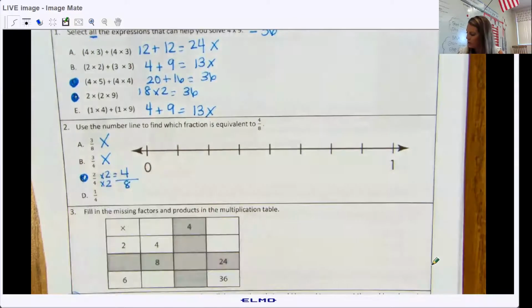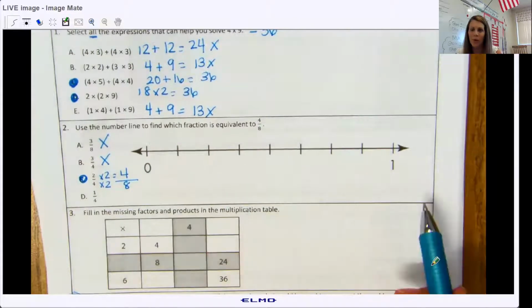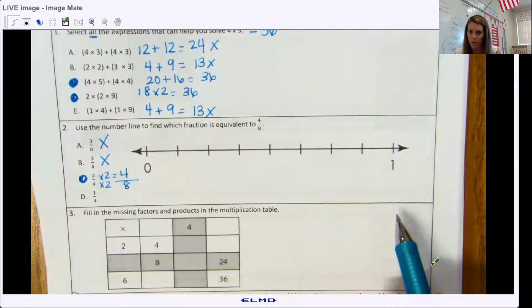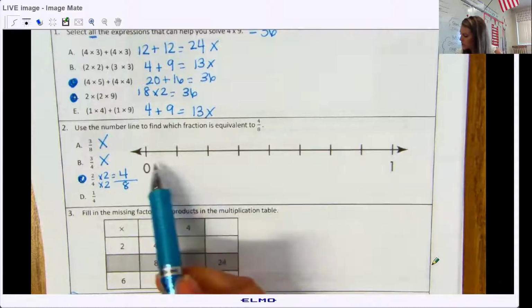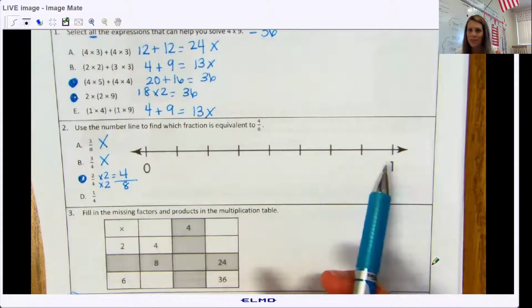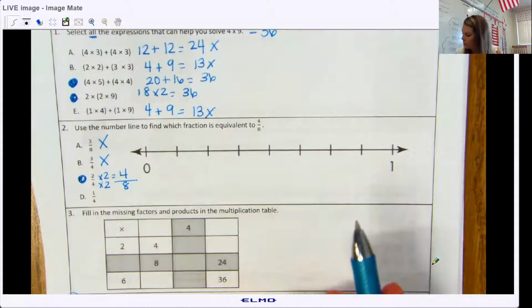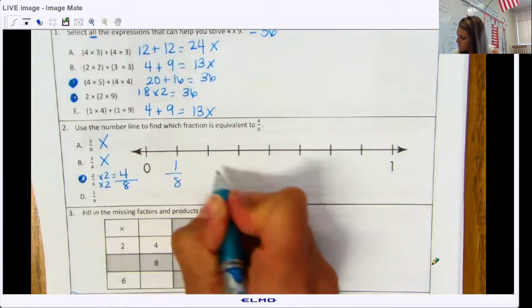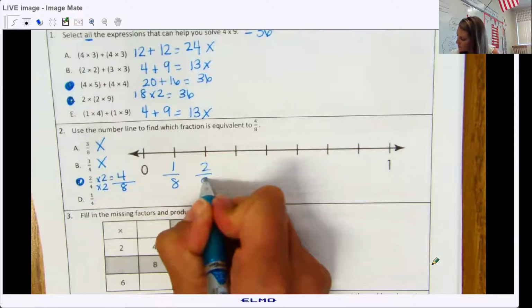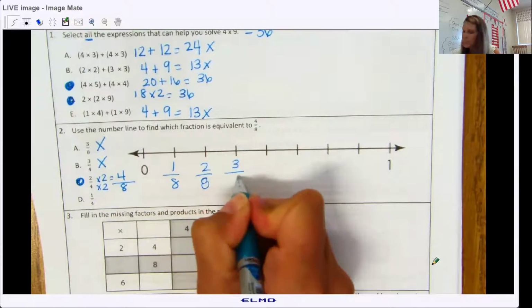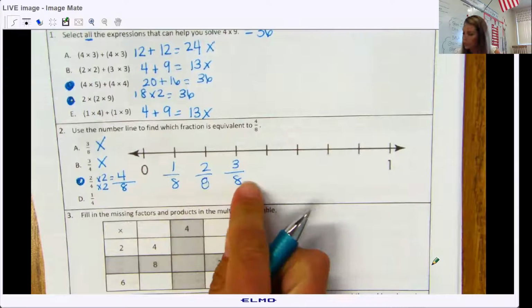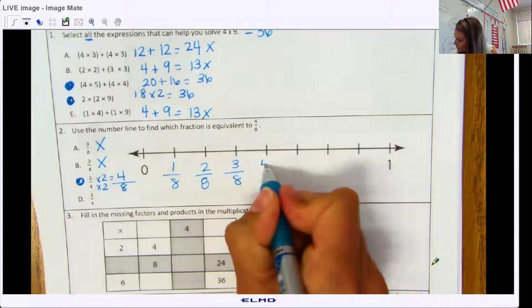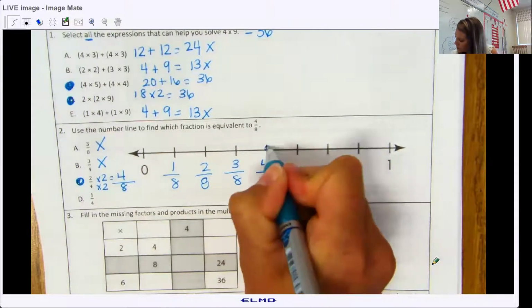And if we look at our number line, that can help us check our work, okay? We know this number line is split into eighths. So we have to figure out where 4/8 is. So remember, you are just changing the numerator. So here's 4/8, right?